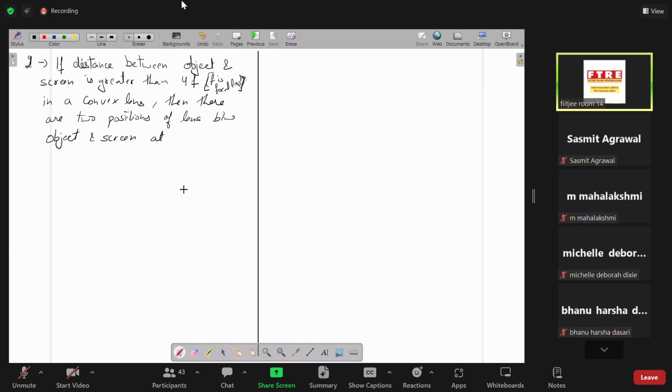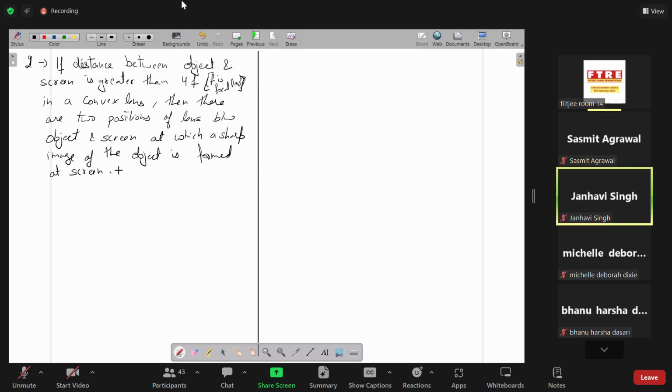Two positions between the object and the screen at which a sharp image of the object is formed at screen. The distance between the object and the screen is greater than 4f. In a convex lens, then there are two positions of the lens between the object and the screen at which a sharp image of object is formed at the screen. Is this result clear to everyone?